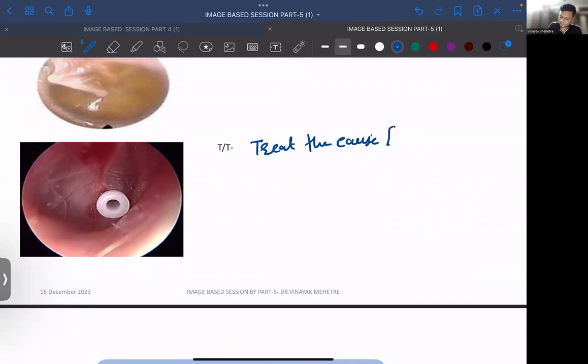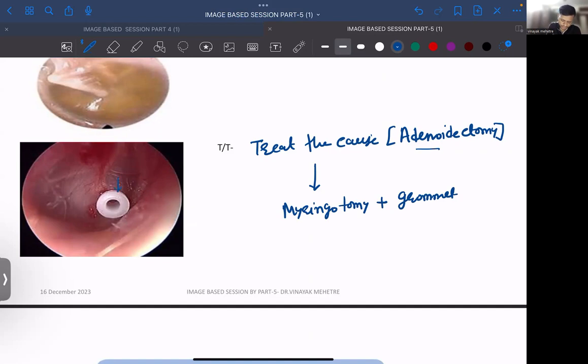What comes in your paper? Adenoidectomy. If it is given as a separate option, you have to mark adenoidectomy or treat the cause. Then afterward, once we have treated the cause with adenoidectomy, we will do myringotomy, plus what we will do? We will put a grommet.